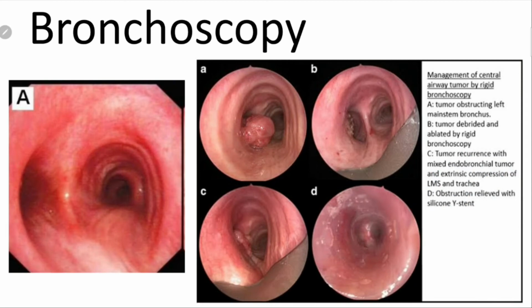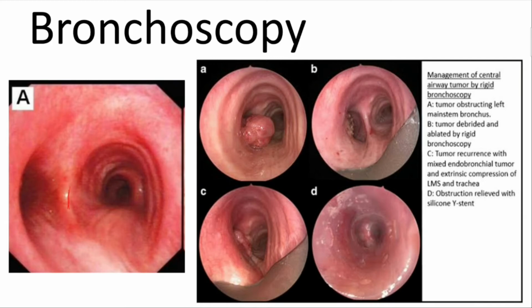Moving on to bronchoscopy. Bronchoscopy is a procedure in which a flexible fiber optic bronchoscope is introduced in the trachea to visualize the interior of the trachea and bronchi. The carina, a keel-like median ridge at the bifurcation of trachea, is an important landmark visible through the bronchoscope.